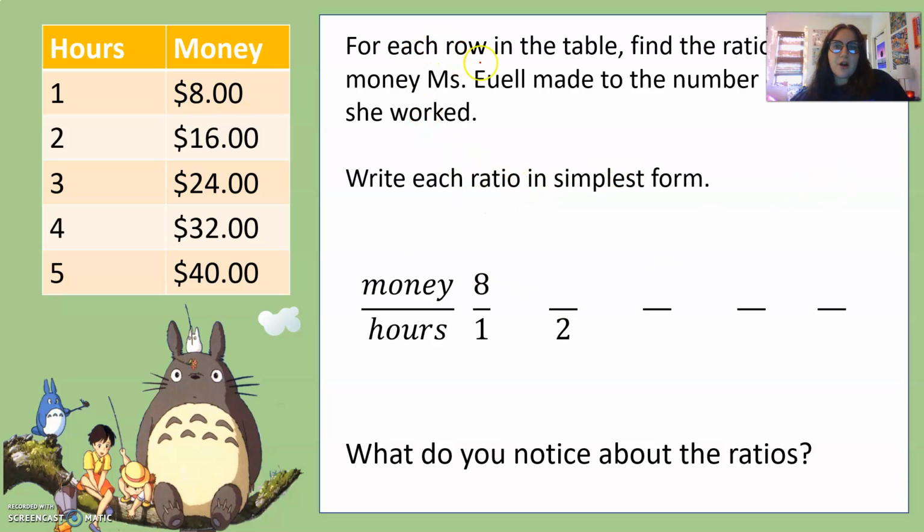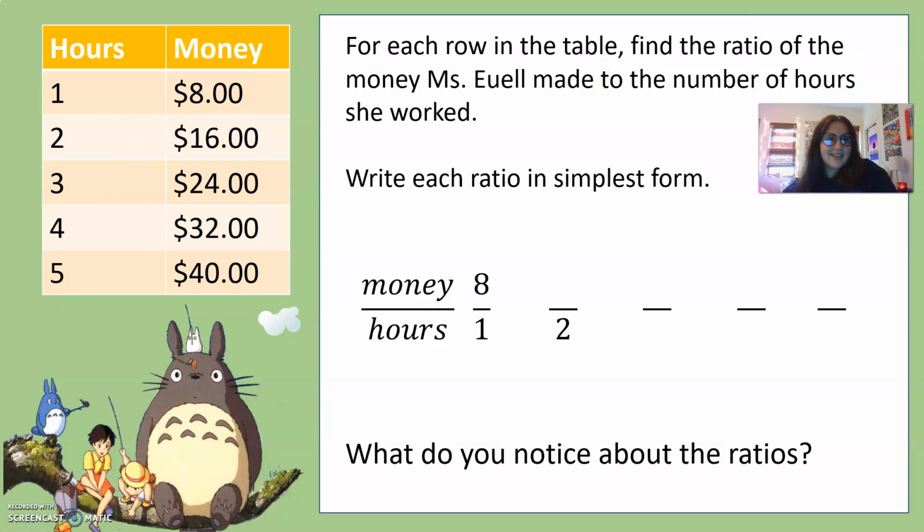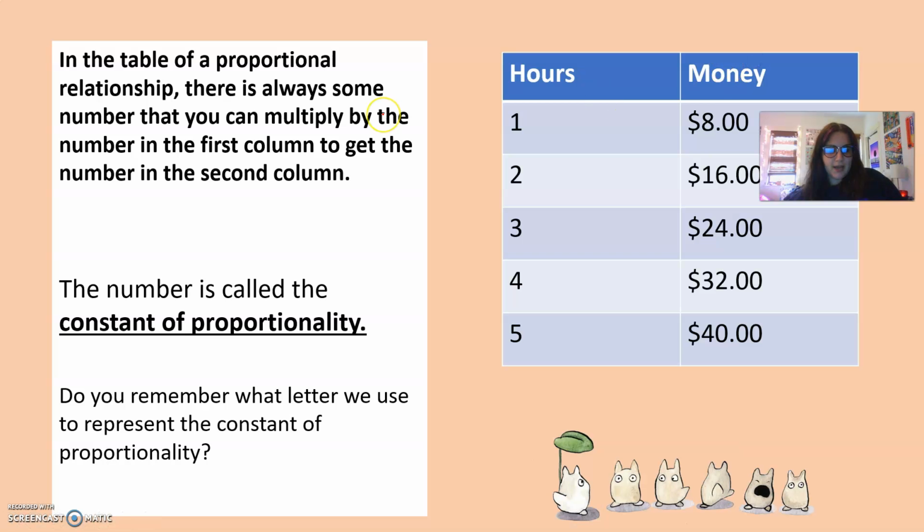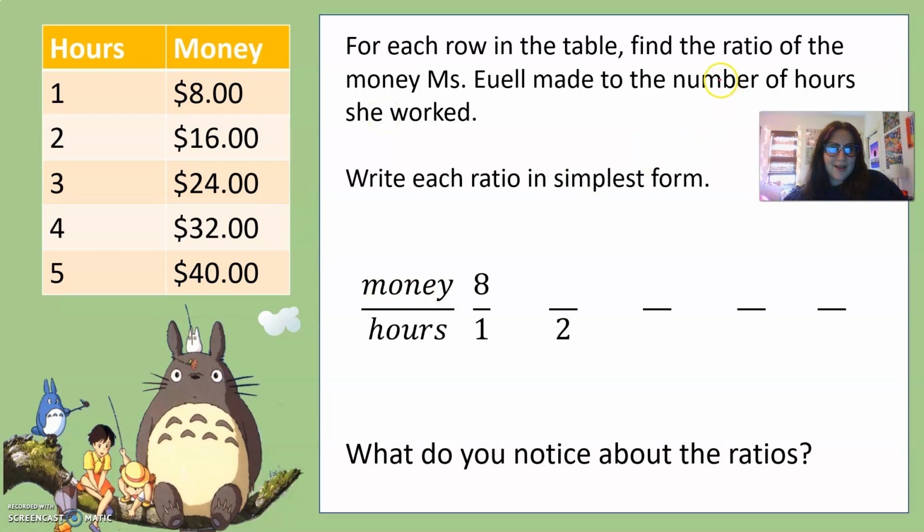So for each row in the table, I want to find, hold on, I don't know if you can see this. Let's move this here. I want to find the ratio of the money Miss Ewell made to the number of hours she worked. So this word ratio, maybe we haven't seen it in a while, but remember, it is usually written like a fraction. Sometimes you might have seen it with a colon, but we're going to write our ratios as fractions.